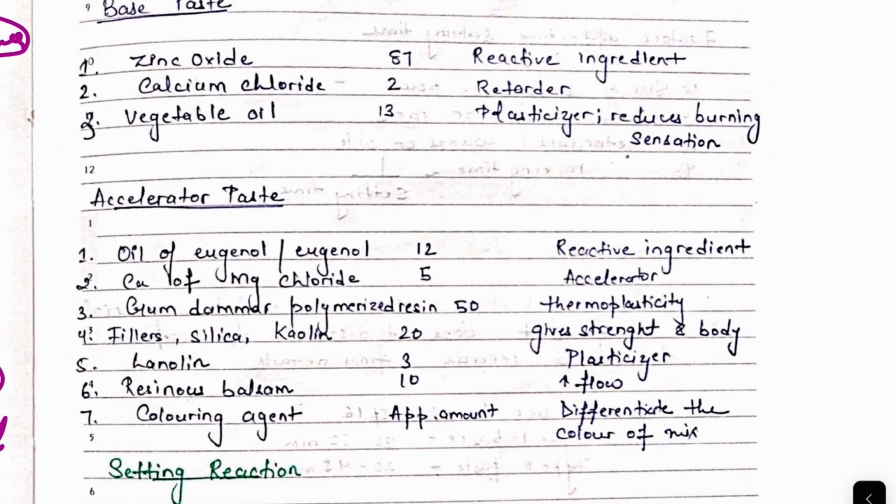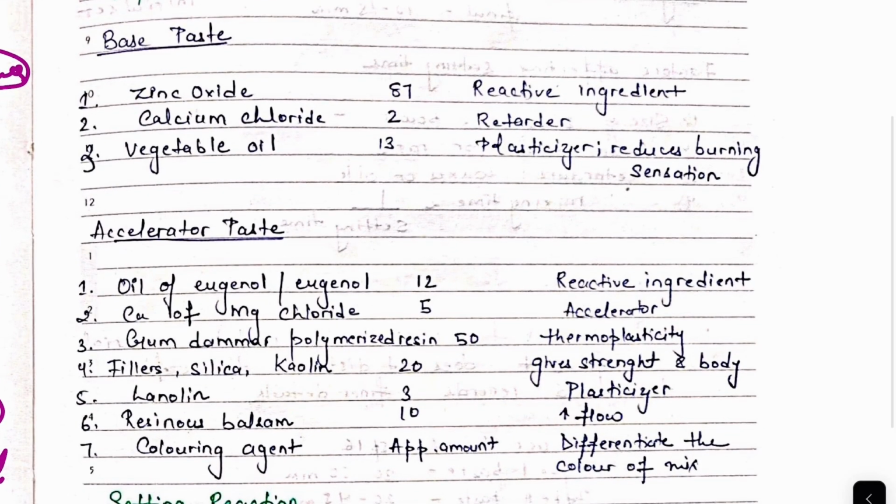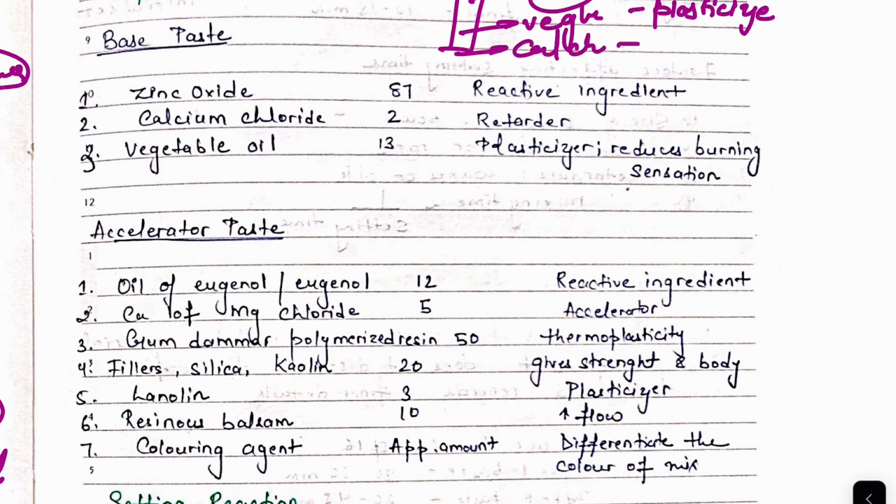Talking about the composition, again we have two components, right? We have this base paste and we have catalyst. So talking about the base paste first, which is white in color, we have zinc oxide. So this is our basic main ingredient. Okay, we have vegetable oil, which acts as a plasticizer. We always have a plasticizer in almost every compound. And then we have calcium chloride, which acts as a retarder. So it prevents the reaction from starting too quickly.